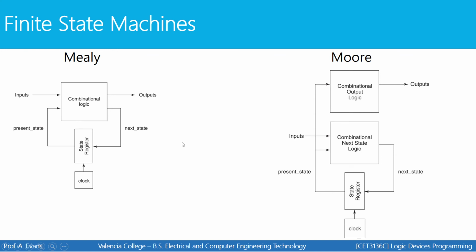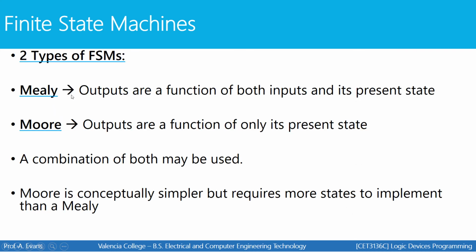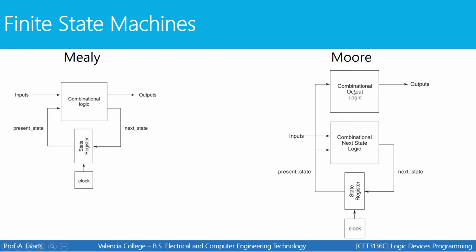So the diagram I showed you earlier was actually the Mealy style for showing the logic of a finite state machine. Notice within the combinational logic block, the outputs depend on the inputs and the present state. And if you look at our definition, outputs are a function of both inputs and present state. So that's your Mealy machine.